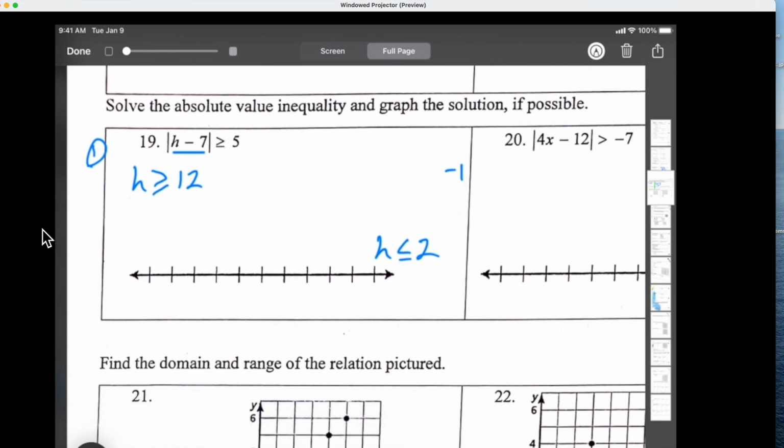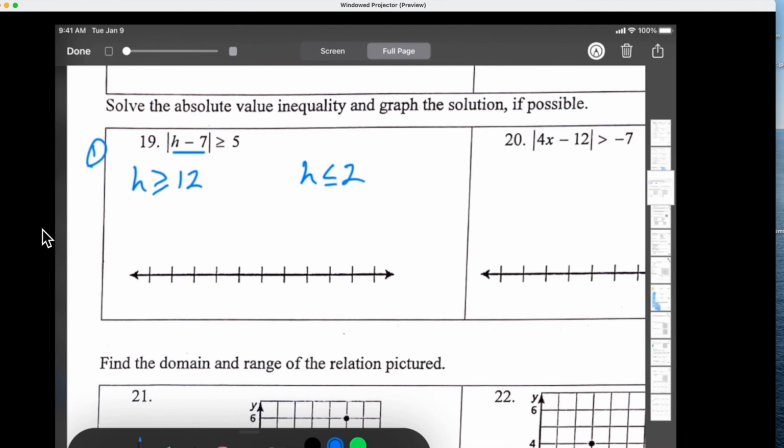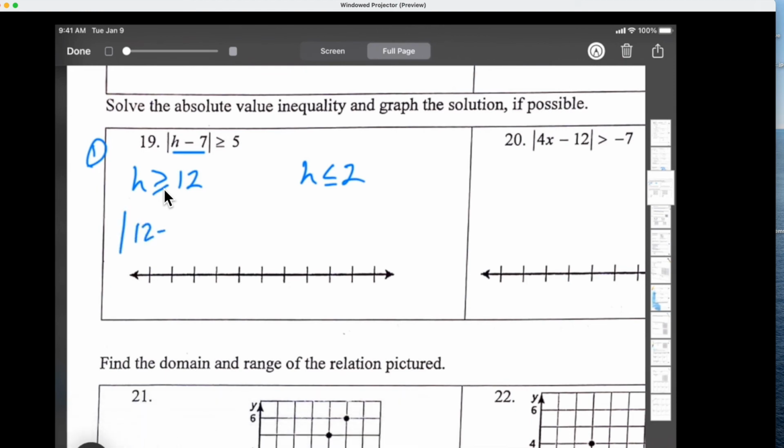We are now going to check our answers. If we plug in 12 here, we get the absolute value of 12 minus 7 is greater than or equal to 5. Absolute value of 5 greater than or equal to 5. It is. It's equal to 5. So this solution is a good one.